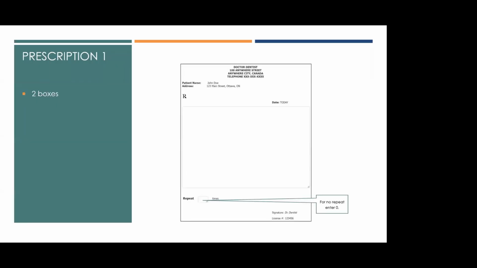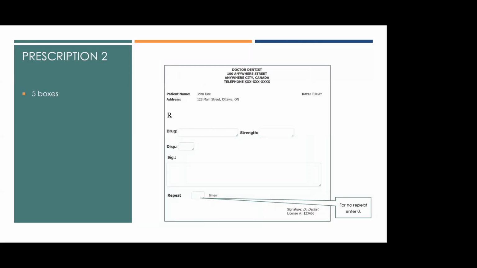The final type of questions we have under Virtual OSCE is the prescription. We have 2 types of prescriptions. The first type is 2 boxes. A big box where you should type your prescription, and a smaller box for the repeats. If you think the prescription should not be repeated or renewed, you need to enter a 0 in that small box.